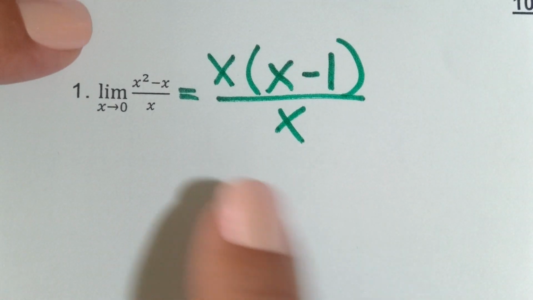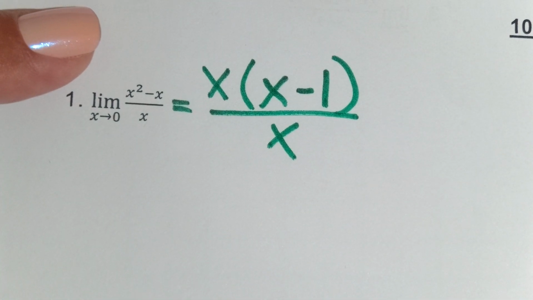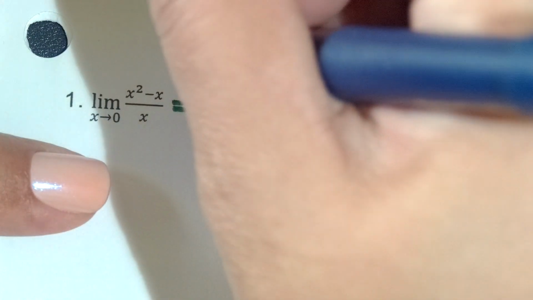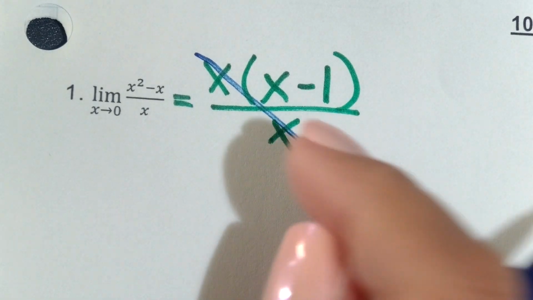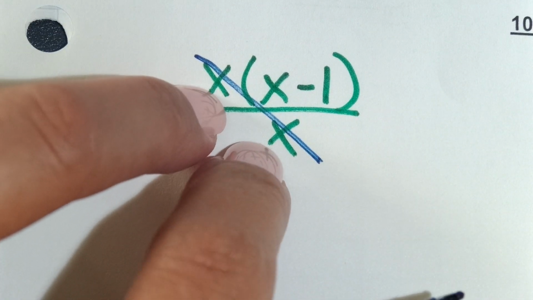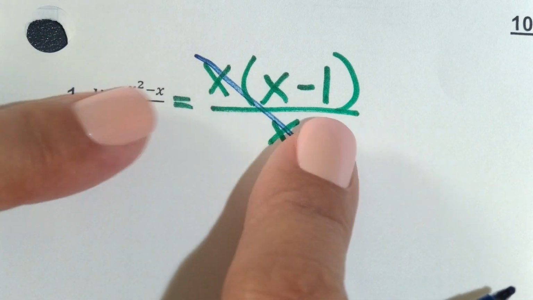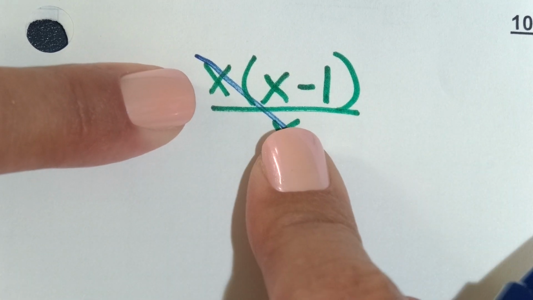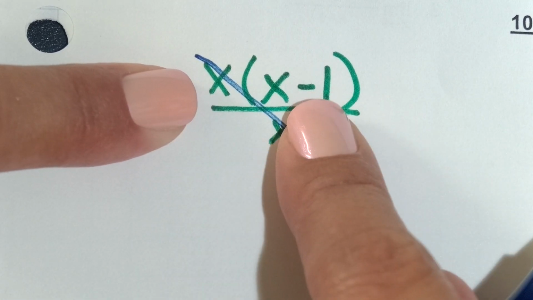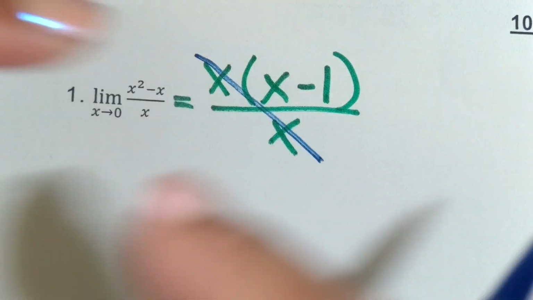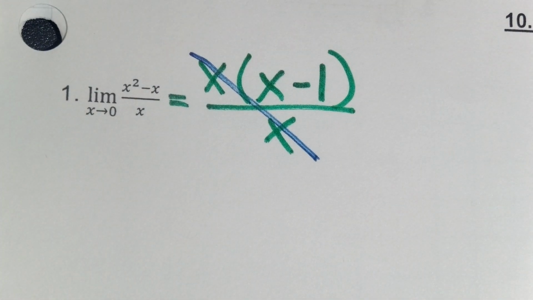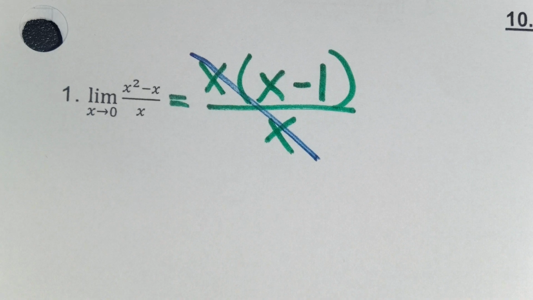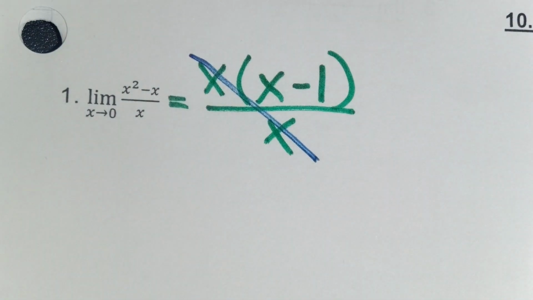Cancel. So what am I going to cancel here? The x's, yeah, the common factors. Here, the x's are the common factor. So this looks like a level 2 problem now. This looks like a level 2 problem because it's factored. Level 2 was factored. Level 3, we're just taking it an extra step.